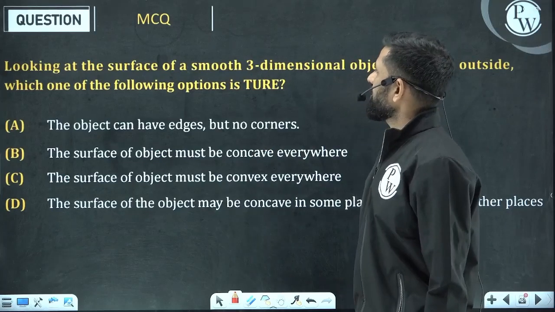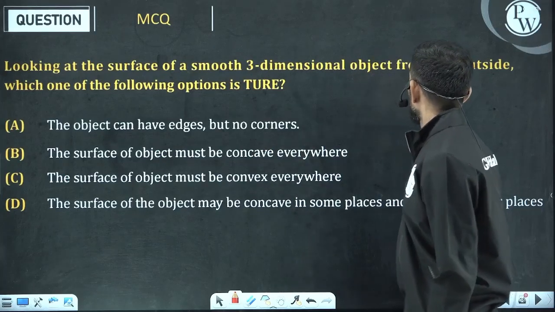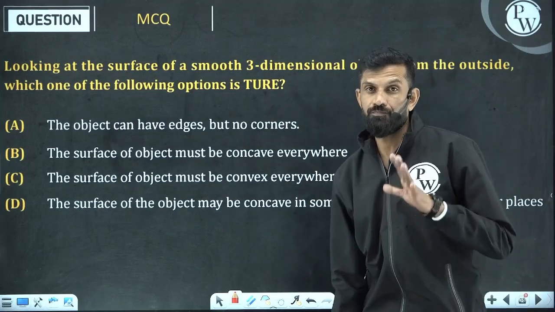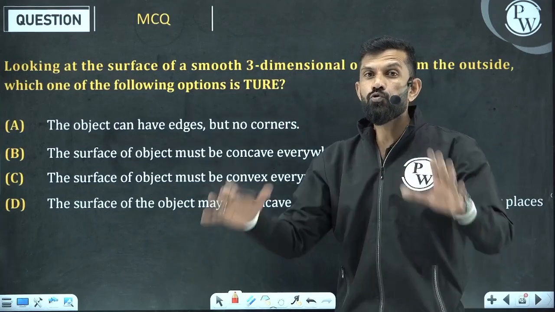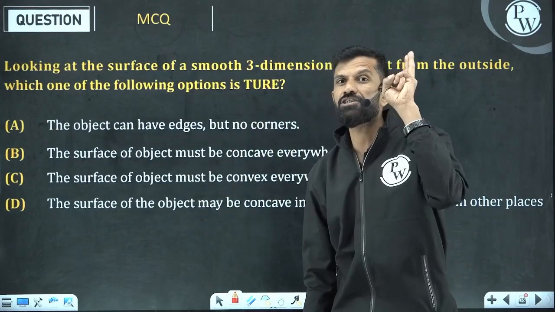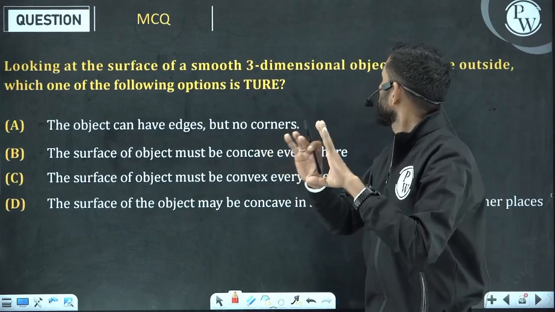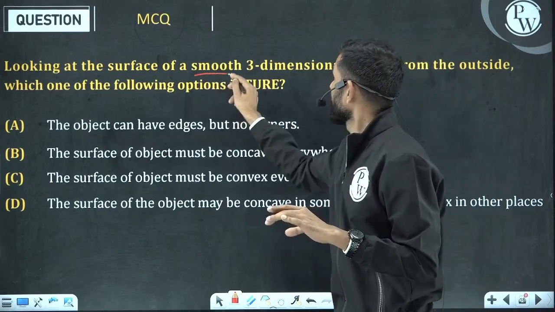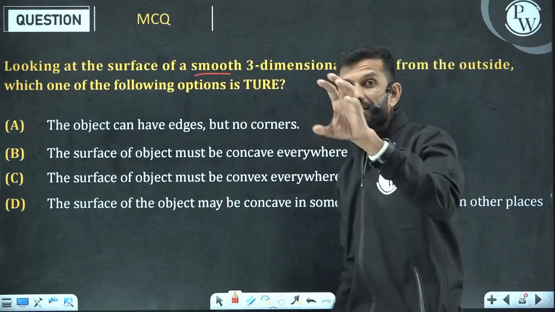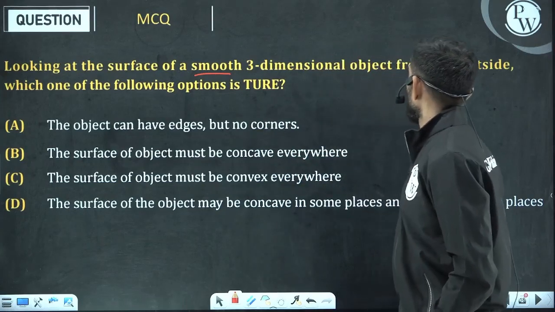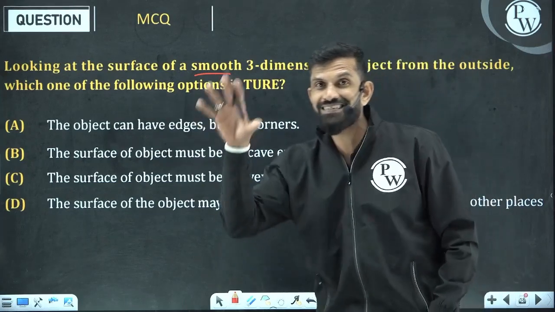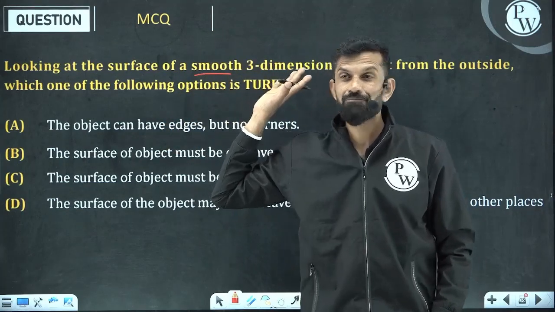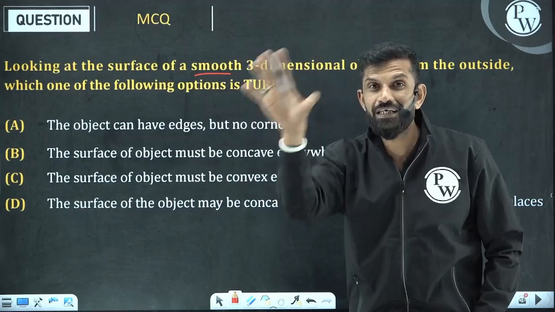Looking at the surface of a smooth three-dimensional object from the outside, which one of the following options is true? Means it should be the correct one. You are seeing a 3D figure, a smooth three-dimensional object, from the outside. It looks like it is smooth. Whether it is smooth or not, we don't know that, but by looking, it is smooth.